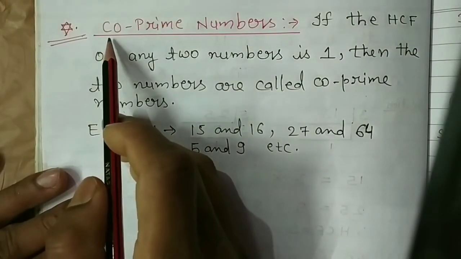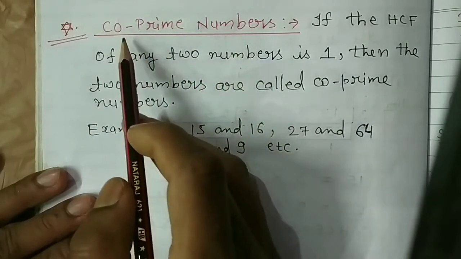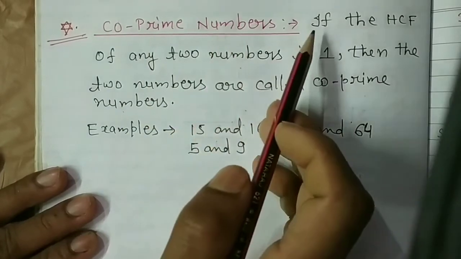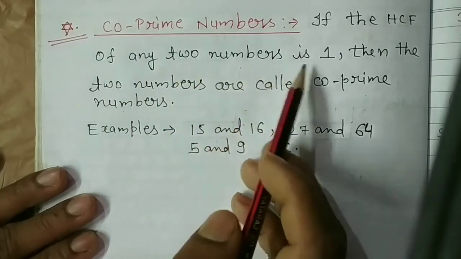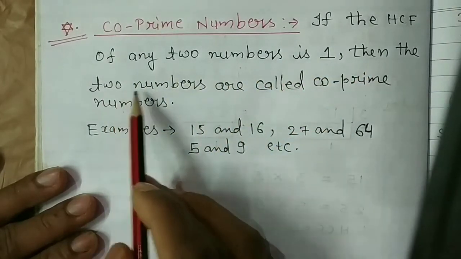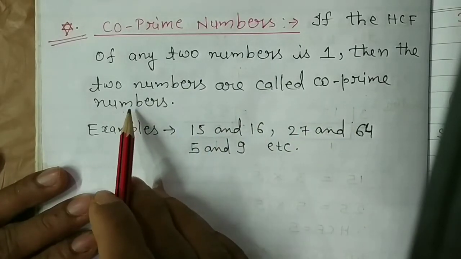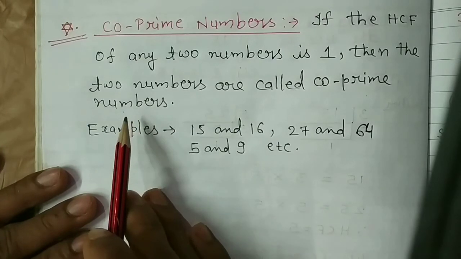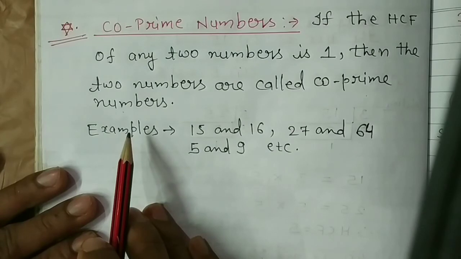Now we are going to understand co-prime numbers. What are co-prime numbers? Here I have written, if the HCF of any two numbers is 1, then the two numbers are called co-prime numbers. Means, if we find the HCF of any two numbers and the HCF comes 1, then we can say that the two numbers are co-prime numbers.